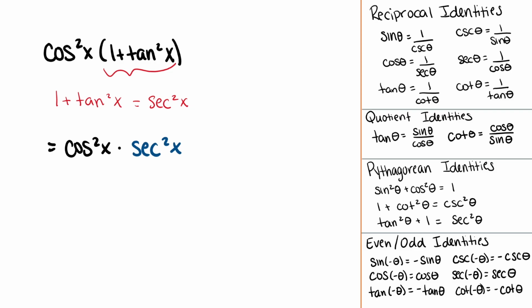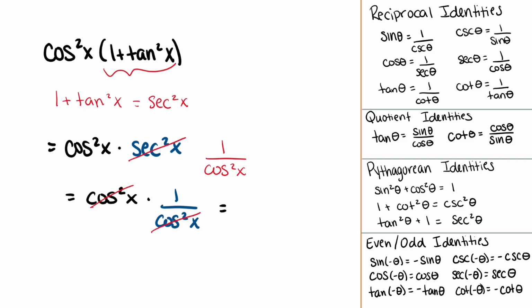And secant squared x can be rewritten as 1 over cosine squared x. So that means we have cosine squared x times 1 over cosine squared x. Those will cancel, and we're left with 1. So this simplifies to 1.